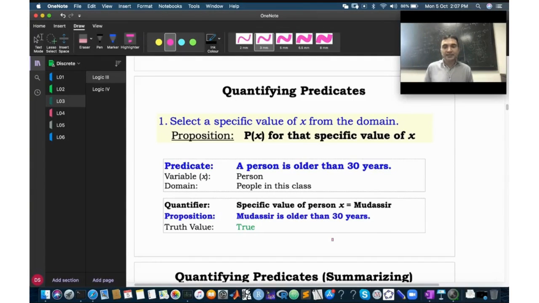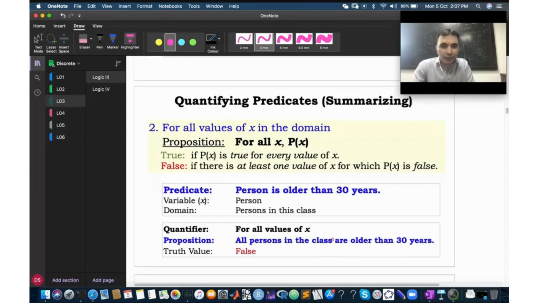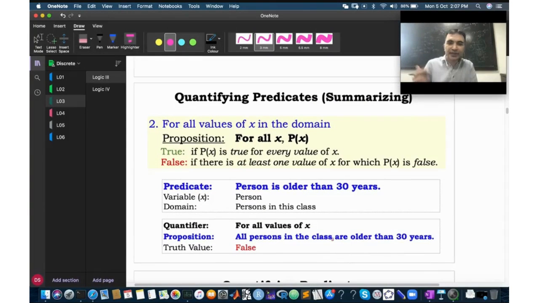But this quantification is the first type of quantification, where you replace the variable with one particular value in the domain. Okay, so this is the first type of quantification. Here is a second type of quantification. I'm assuming that the domain of this variable is everyone in this class. Okay, let's assume that that's the domain.